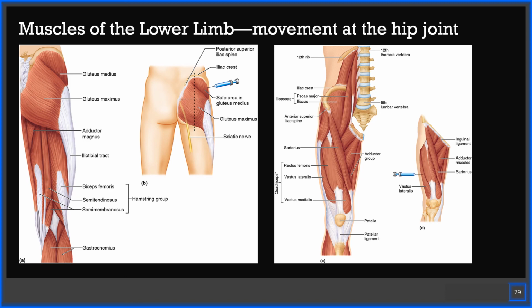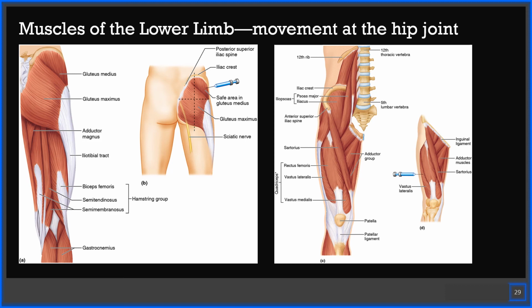The gluteus medius runs from the ilium to the femur beneath the gluteus maximus for most of its length. The gluteus medius is a hip abductor and is important in steadying the pelvis during walking. So this one's pretty important for walking.